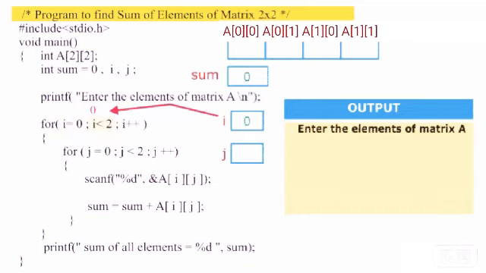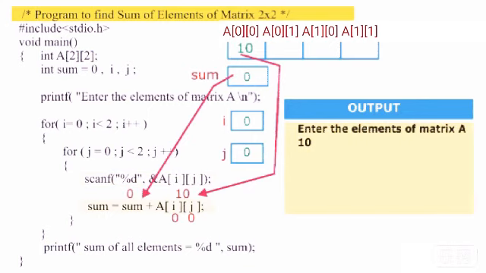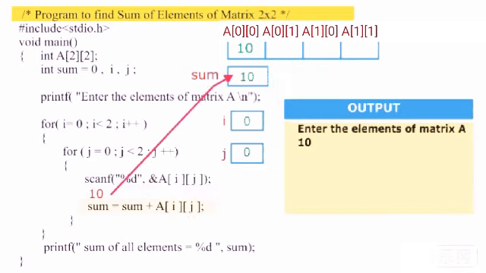Here i is equal to 0, 0 is less than 2, condition is true, the inner loop is started here. j is equal to 0, 0 is less than 2, condition is true, getting entry in the inner block, reading the value of A of 0, 0 from the user, that is 10. Now sum is equal to old sum, that is 0, plus the value of A of 0, 0, that is 10. Result 10 will be copied to the new sum.